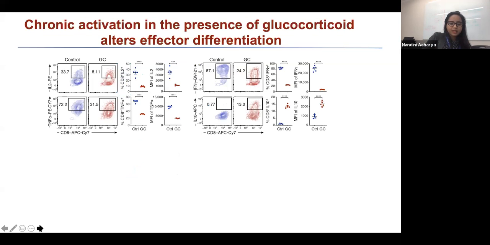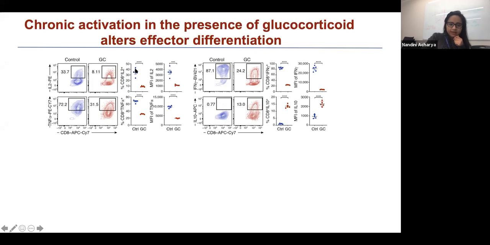So we came up with the hypothesis that perhaps glucocorticoid signaling is dampening the effector T cell differentiation and also promoting T cell dysfunction. So to test this, we carried out a very simple in vitro experiment where we took naive CD8 T cells and subjected them to repeated activation in the presence of anti-CD3 and anti-CD28, in the presence or absence of the exogenous glucocorticoid dexamethasone.